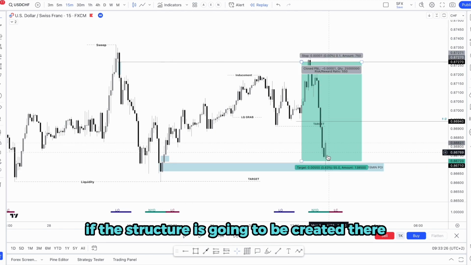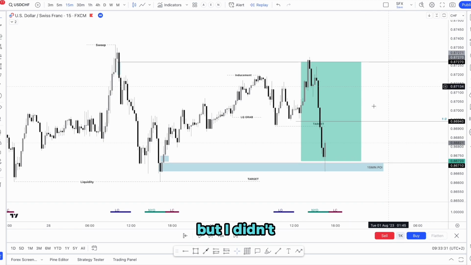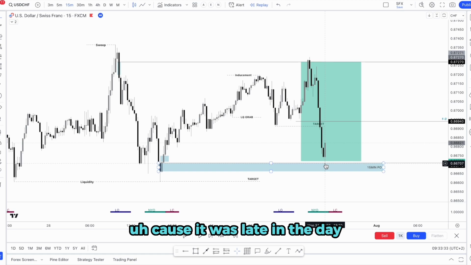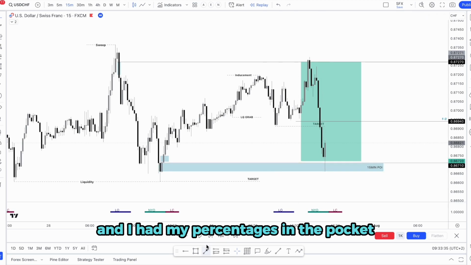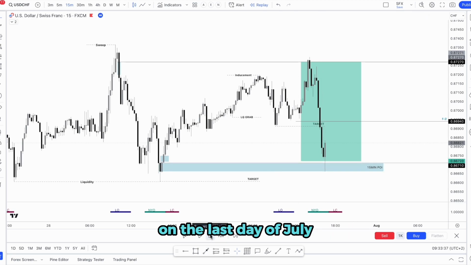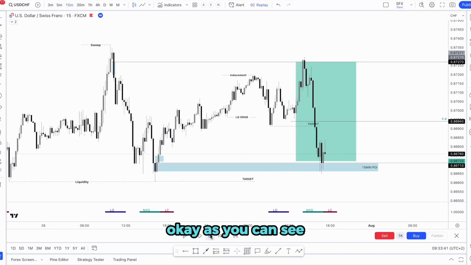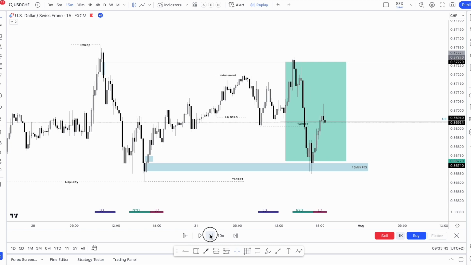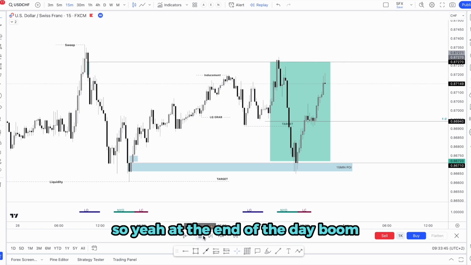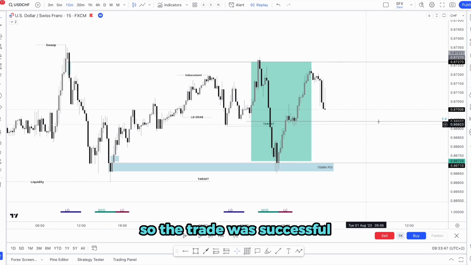Now this means if the structure is going to be created there, then we can go long, but I didn't, obviously, right? Because it was late in the day and I had my percentages in the pocket on the last day of July, and it was Monday. Okay, as you can see. So yeah, at the end of the day, boom, the trade was successful.